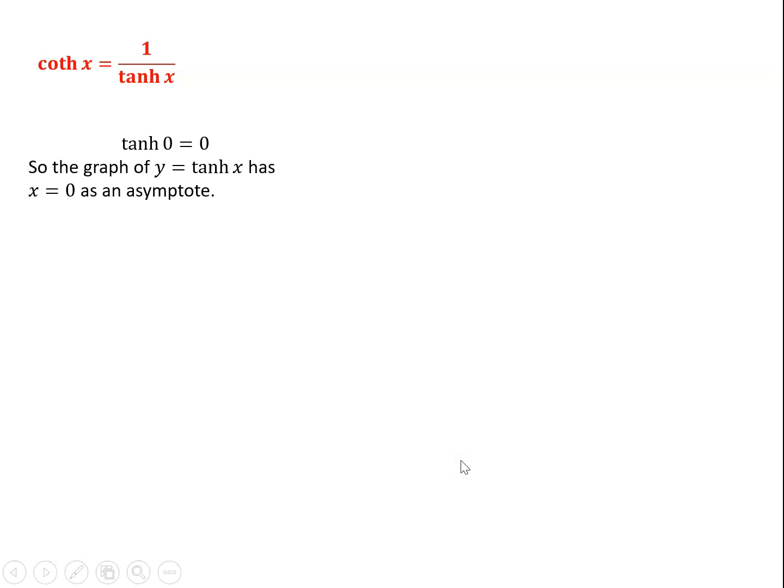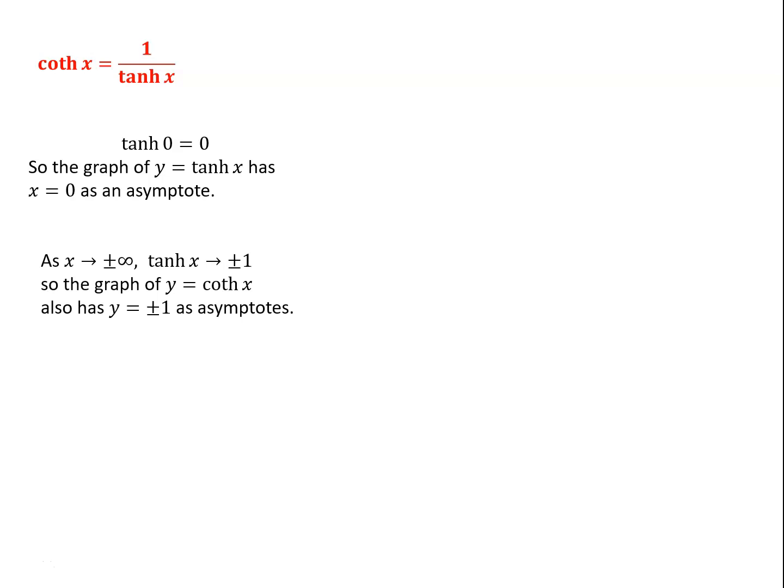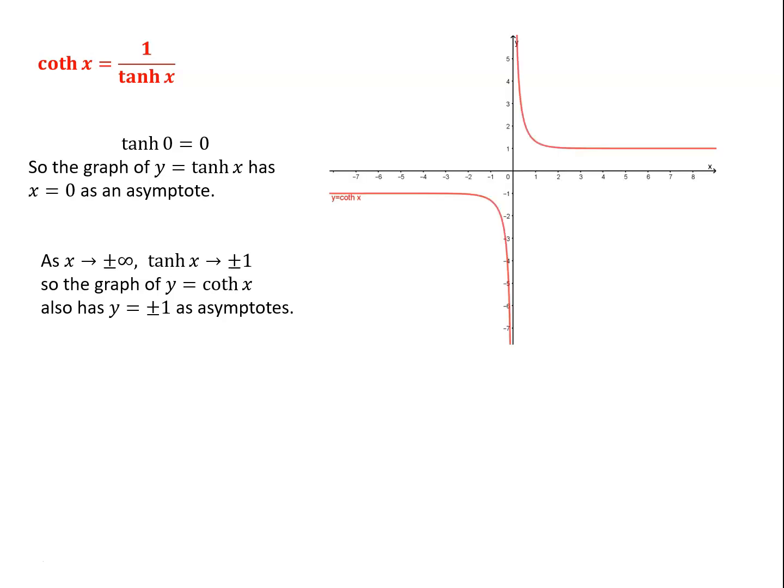And finally, coth x is 1 over tanh x. We know that tanh of 0 is 0, so the graph of y equals coth x is going to have x equals 0 as an asymptote. We know that as x tends to plus or minus infinity, then tanh x tends to plus or minus 1, respectively. So that means that the graph of 1 over tanh x is also going to have y equals plus or minus 1 as asymptotes. So our graph of y equals coth x is going to look like this.